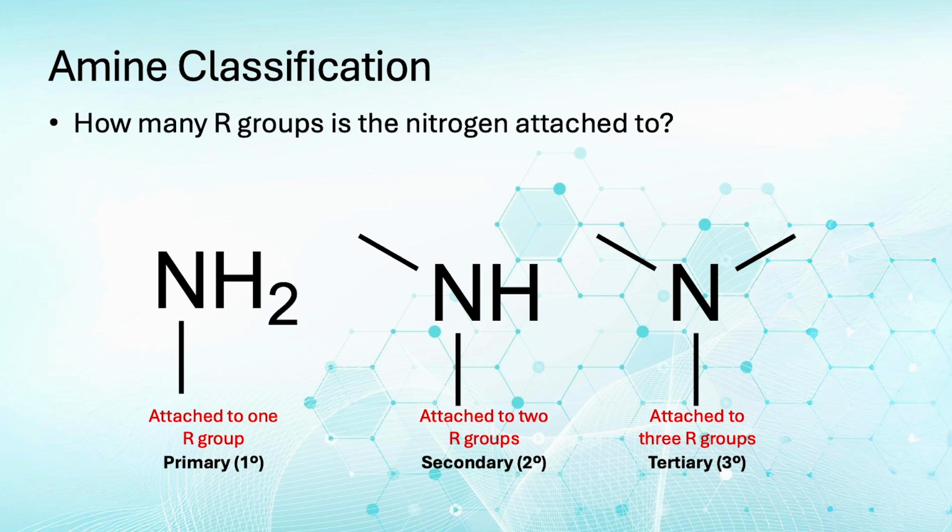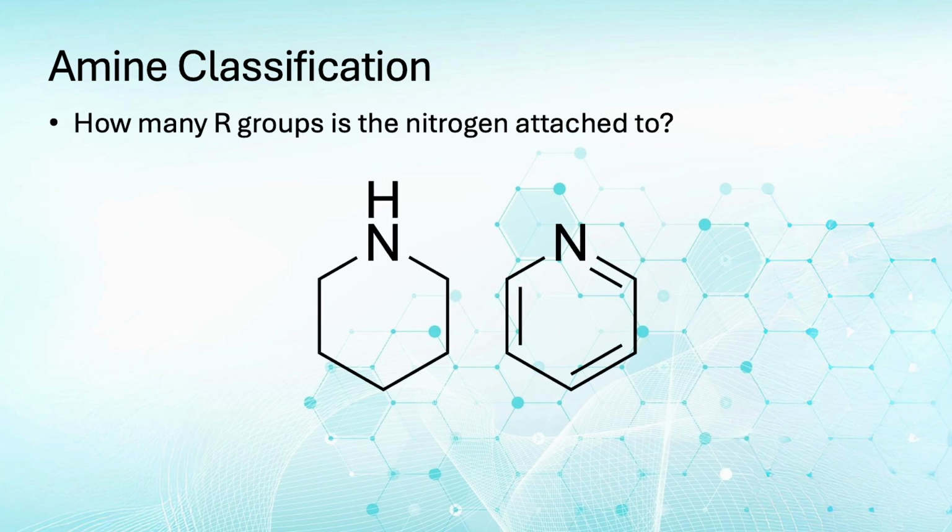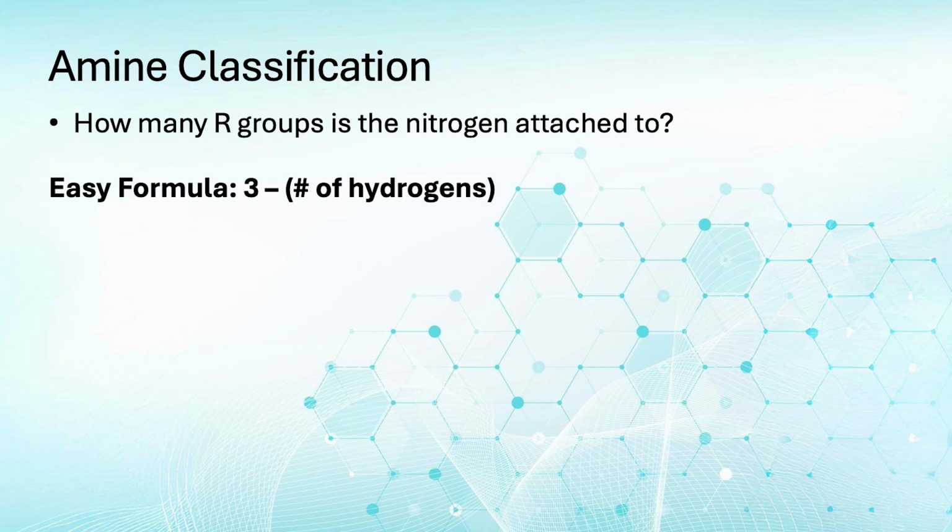I like looking at the hydrogens when determining this for a reason. A cyclic amine is secondary, even though it is part of 1 carbon chain. An amine that is part of an aromatic ring is actually tertiary, even though it is only connected to 2 different carbons. I like remembering that the classification of an amine is 3 minus the number of hydrogens. 2 hydrogens makes it primary, 1 hydrogen makes it secondary, no hydrogens makes it tertiary.